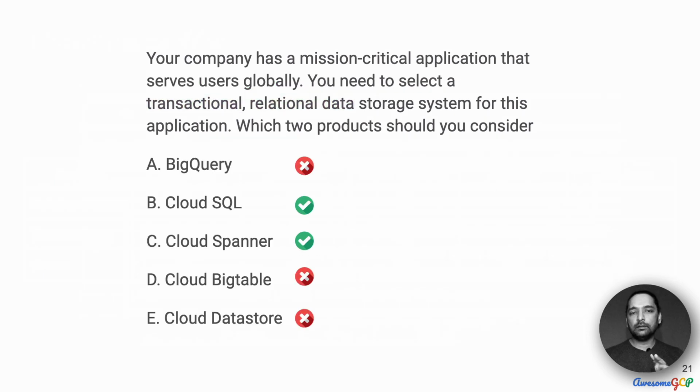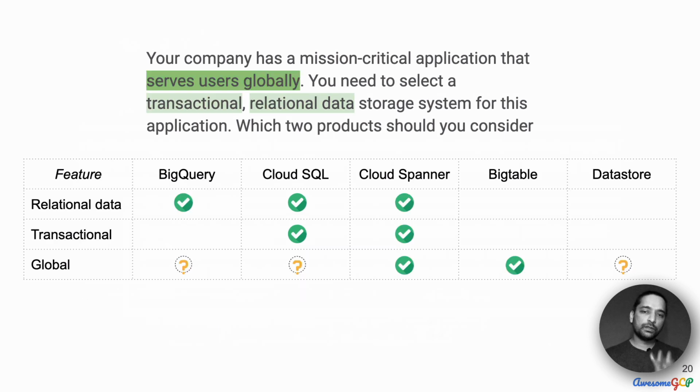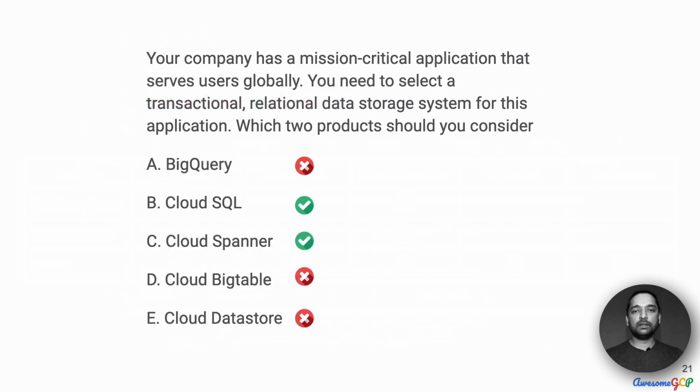This leaves us in a little bit of a quandary though, because based on this table now, we can see that Cloud SQL and Cloud Spanner definitely are ticked for relational database and as a transactional database, whereas on the global scale, Cloud SQL does not suit. However, given that we have to choose two products and none of the others qualify in any way, or they don't qualify for most of the requirements, we are going to choose Cloud SQL and Cloud Spanner.